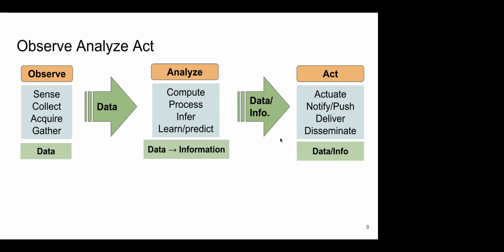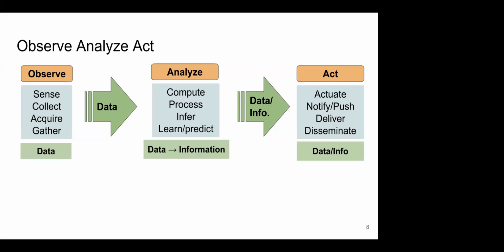And of course, act can be replaced by actuate. That means we would certainly have some machine that can act on the received data. That could be another possibility. It can notify people, notify the user or push data to someone, it can deliver, it can disseminate. So this is the kind of cycle, a broad way in which a data system processes data.